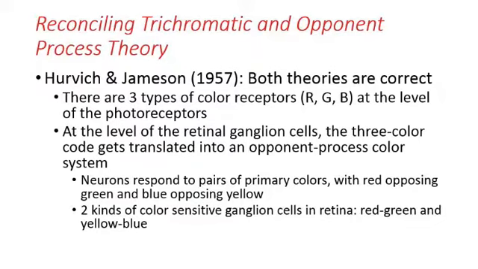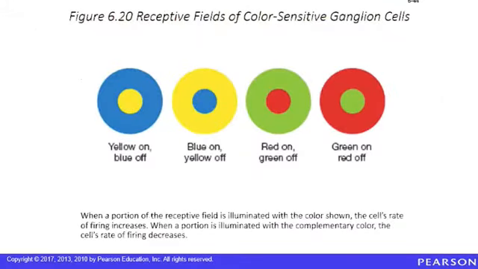And there's two kinds of color-sensitive ganglion cells in the retina, red-green and yellow-blue. So it's really the photoreceptors that are more trichromatic and the retinal ganglion cells that are operating according to the opponent process theory. So nature is pretty clever combining these two notions.